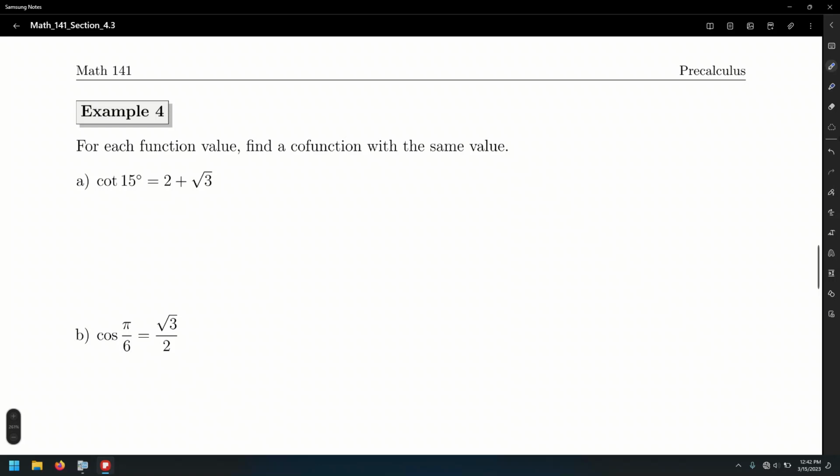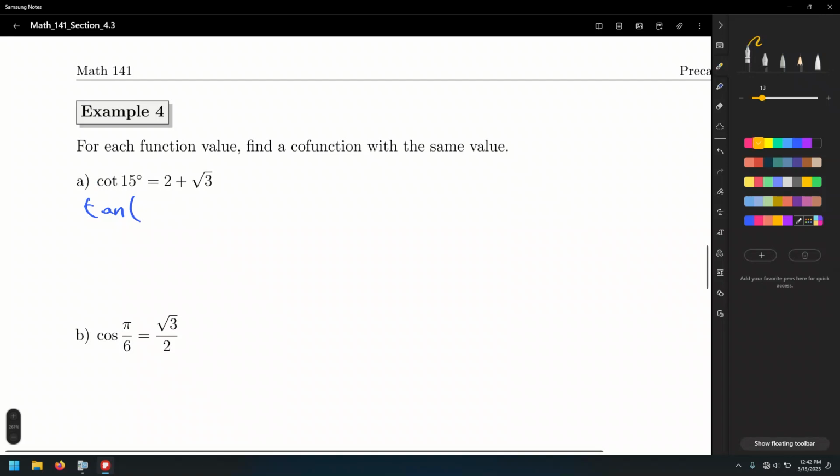Okay, let's identify the function that we want to evaluate. That is, in this case, cotangent. So its complementary function will be tangent. That is, tangent of... We will find out what this is. Let's figure out the complement.